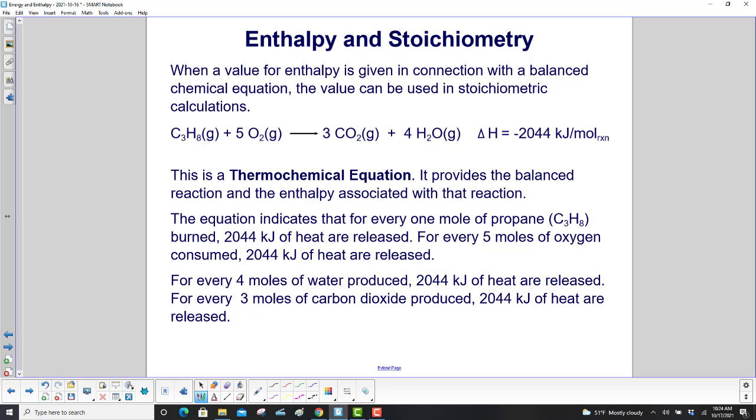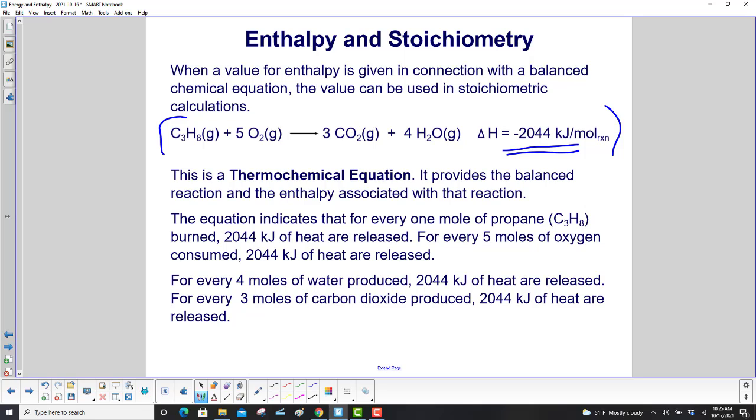Enthalpy and stoichiometry. When a value for enthalpy is given in connection with a balanced chemical equation, which we have here, the value can be used in stoichiometric calculations. This is a thermochemical equation. It provides the balanced reaction and the enthalpy associated with the reaction.